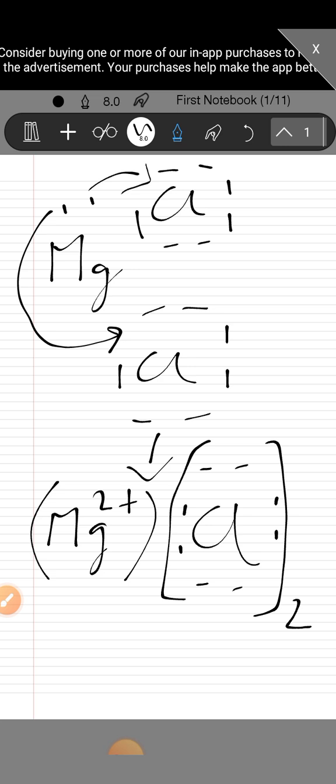So now, what's the meaning? Magnesium donates 2 electrons, 1 for each chlorine. And that's why here in the end, you're writing it as Cl2. So this is the entire formation of magnesium chloride.